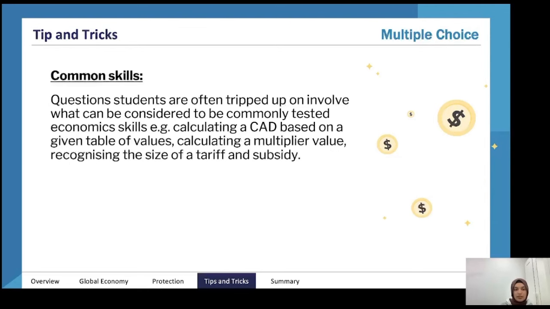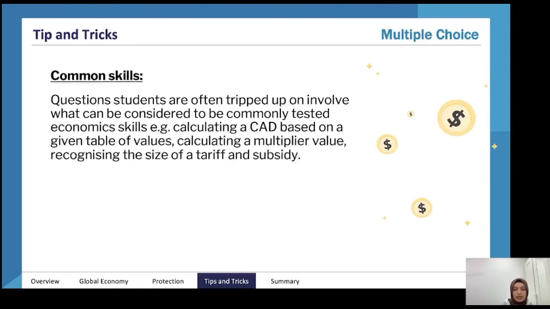In terms of common skills, questions students often get tripped up on can be considered commonly tested economic skills. So really, you have the time to practice. Please do practice those questions now so that in the exam, you're not feeling overwhelmed or you don't know how to answer it. These are commonly tested. You will see that a lot of these questions are seen in past papers, so you will kind of know where to go from.